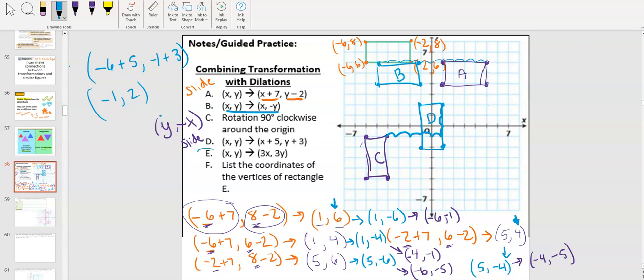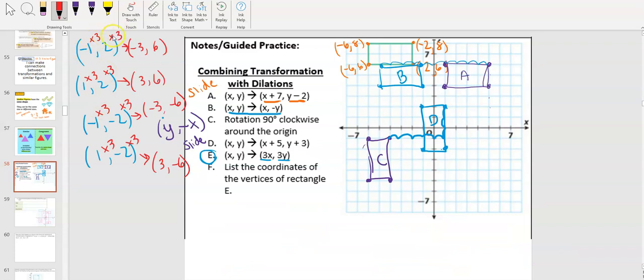Now I'm going to go ahead and do E. Now E is our new one where we're going to dilate, and we're going to multiply everything by 3. So I'm going to take my new points here of D. I'm going to rewrite my new points for D, and we're going to multiply everything by 3. All right, so what I did was I multiplied every single coordinate by 3, and I got my new points here in red. So -1 times 3 is -3. 2 times 3 is 6. 1 times 3 is 3. 2 times 3 is 6. -1 times 3 is -3. Negative, right, and so on and so forth.